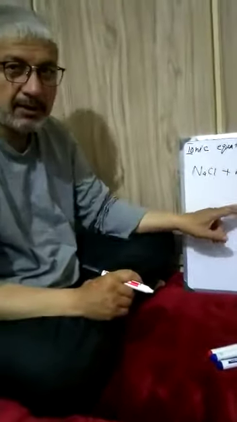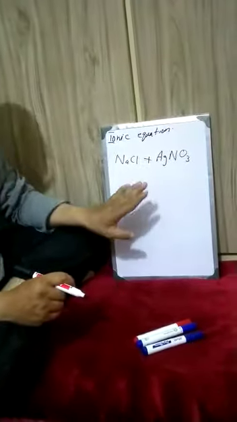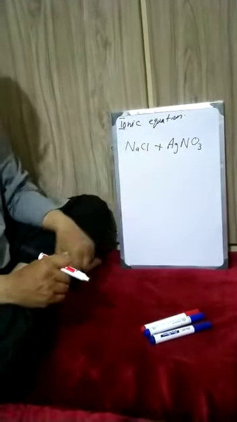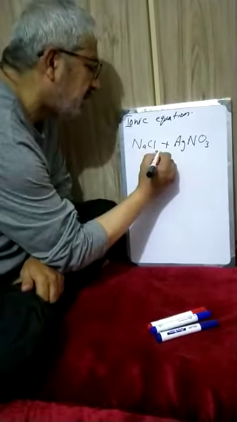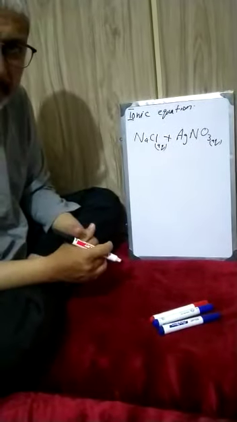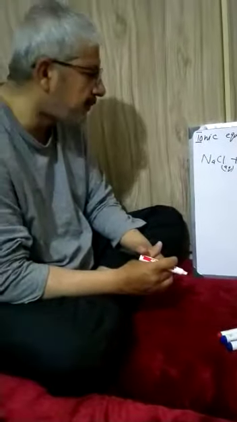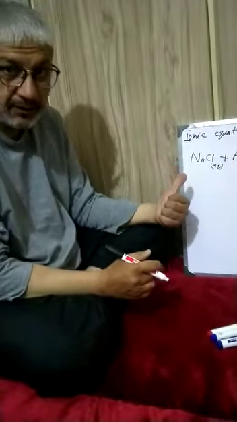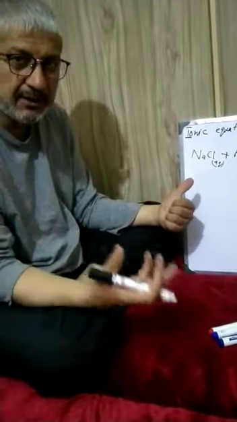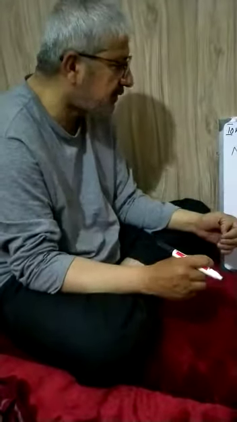Now, these two are ionic compounds, and both are soluble in water. So we will take the aqueous form. Now remember, aq means aqueous, which means they are dissolved in water. Solid means it is insoluble in water. L means liquid, and G means gas.